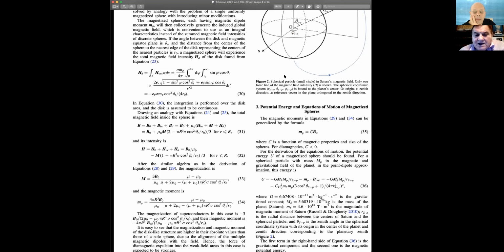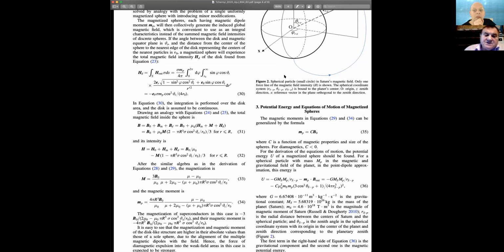From 34, we see the higher the surface density sigma of the particles in the rings, the disk, and the smaller the radius r, the bigger the magnetic moment. So the value of the potential energy is also bigger. So there is more difference between the maximum and minimum of the magnetic well of the potential energy.